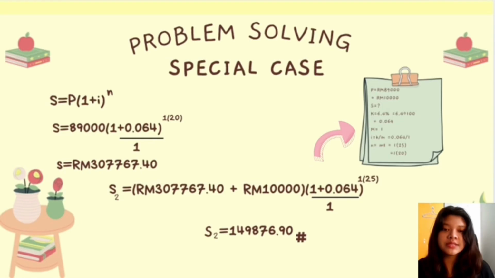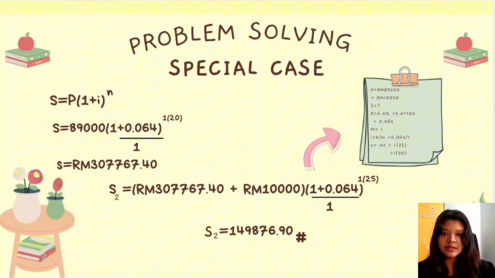The original principal, P, is 89,000 ringgit. Since Mrs. Linda used the same account, we need to add RM 10,000 from the other loan. Then K is 6.4%, and we convert it to 0.064 after dividing by 100. M is 1, I is equal to 0.064 over 1, and finally N equals 1 times 20 and 1 times 25.